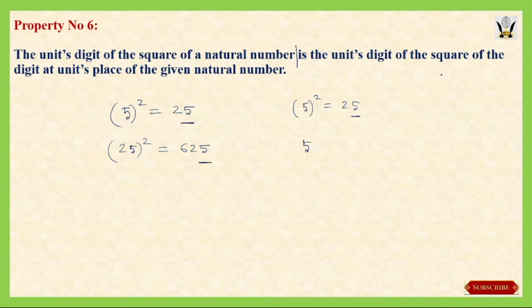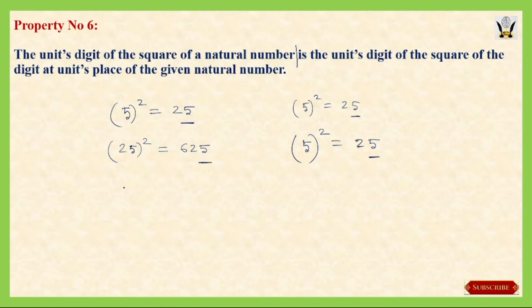Then what we have to do is square that digit, so it will be 25. And now if we take the digit at the units place of this square, it will be 5. So these two digits at the units place will be equal. That's what this property says. Let's understand this with another example.